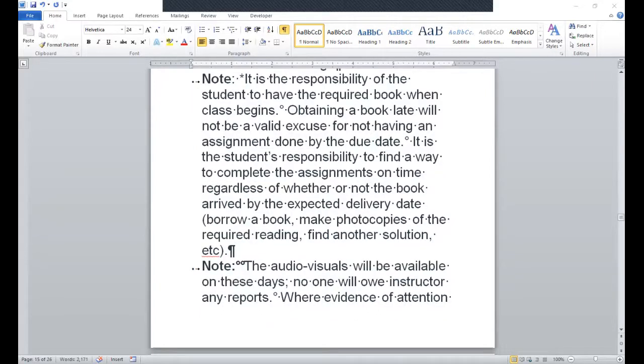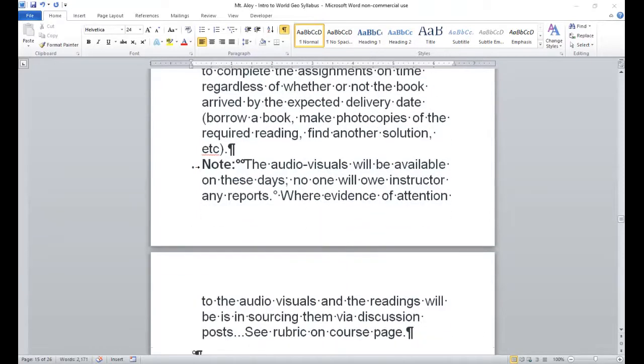For comprehension exercises, I will do reading guides regularly, periodically, and that's going to be textbook research, kind of accompanying the lecture that I gave. Other times, I will just have you do the comprehension exercise, and the backdrop of what you're going to need will be the lecture models. The audio visuals will be available on these days. No one will owe me any reports.